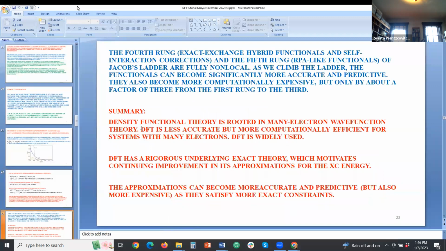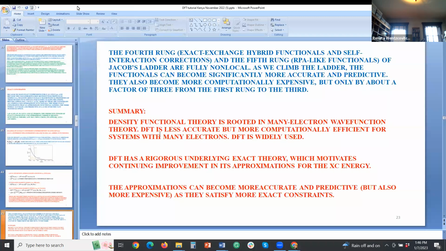The ladder also has the fourth and fifth rungs, which include fully non-local functionals like the hybrids of semi-local functionals with exact exchange and the self-interaction corrections on the fourth rung. And on the fifth rung, we have RPA-like functionals that use not only the occupied Kohn-Sham orbitals, but also the unoccupied Kohn-Sham orbitals to construct the correlation energy.